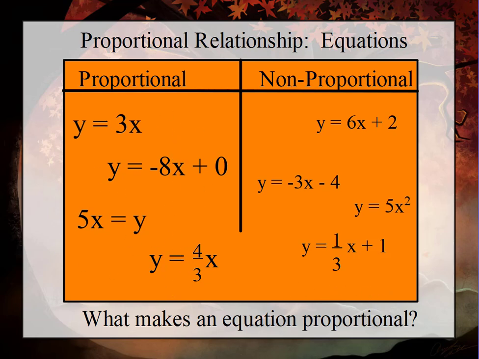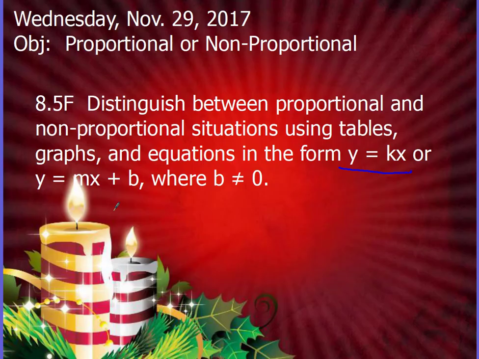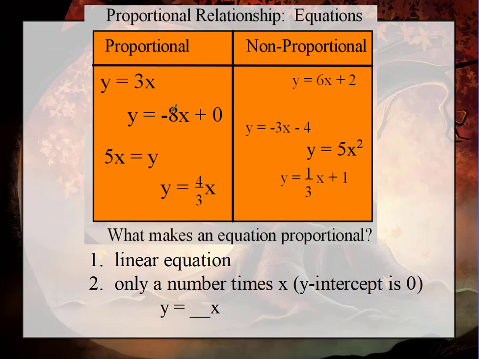So what makes the equation proportional? 1, it's a linear equation, and 2, the y-intercept is 0. Now, what I want to talk about on this, if you remember back at the very beginning of the lesson, we talked about this standard here, talking about y is equal to kx, not k over x, but kx. Well, when we talk about a proportional relationship, that's what we're talking about. y is equal to kx. We only have one number times x. And this k is what we say is a constant of proportionality. That's what this is referring to.